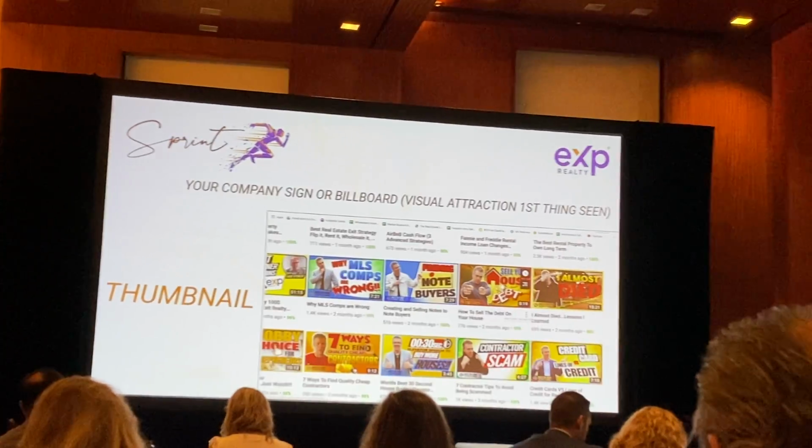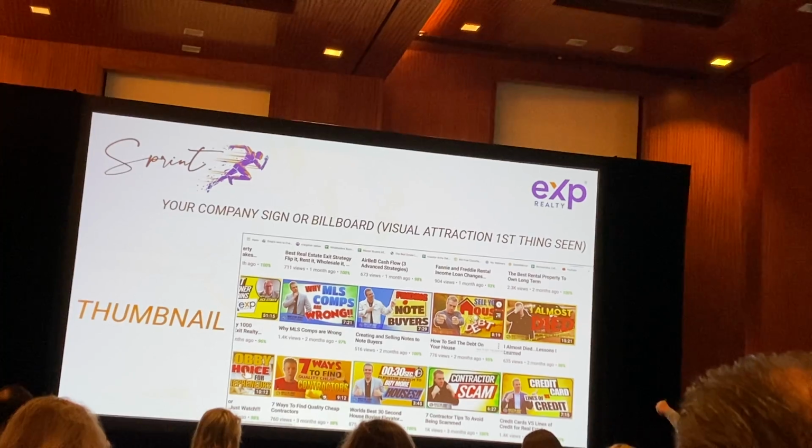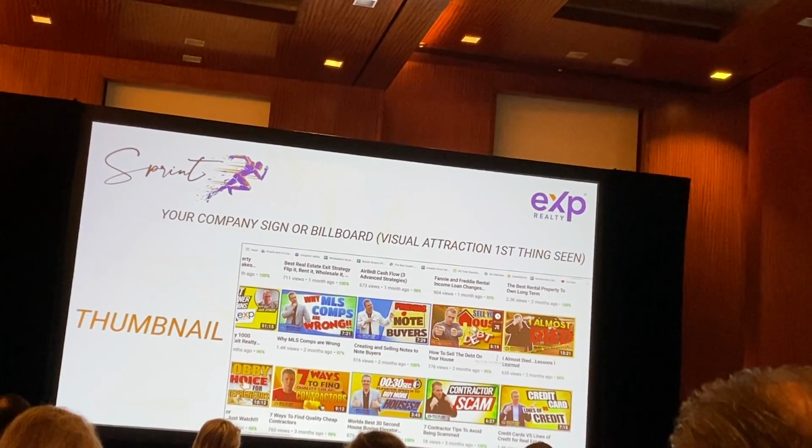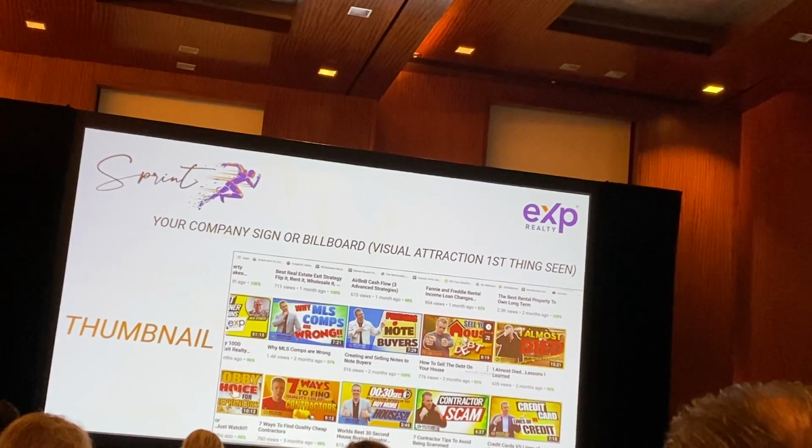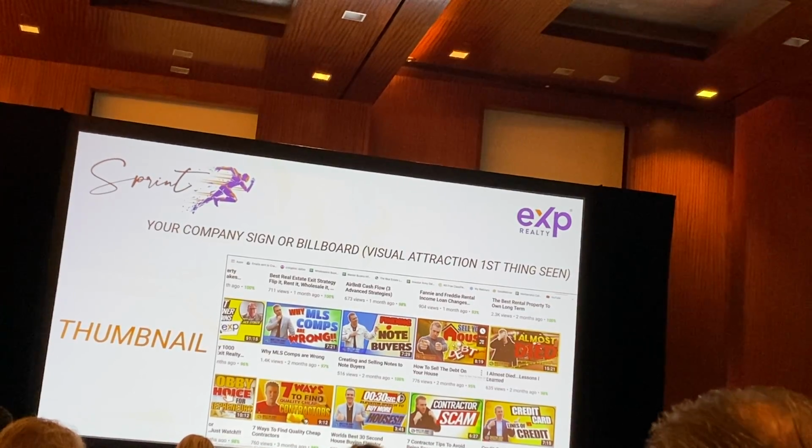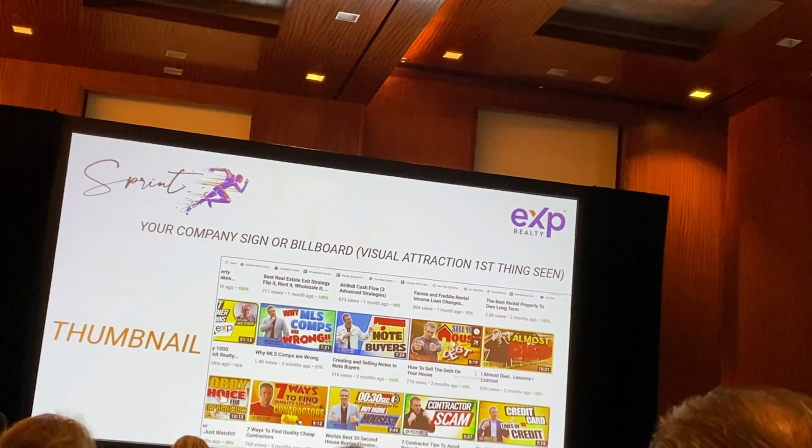We want to use big, strong, thick writing because a lot of people are searching off mobile and they're not going to see it. And you don't want to put too much on the thumbnail because it makes it too noisy, if that makes sense.